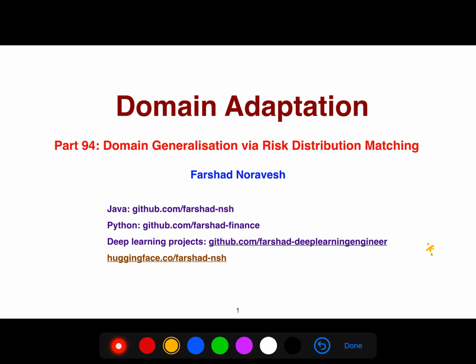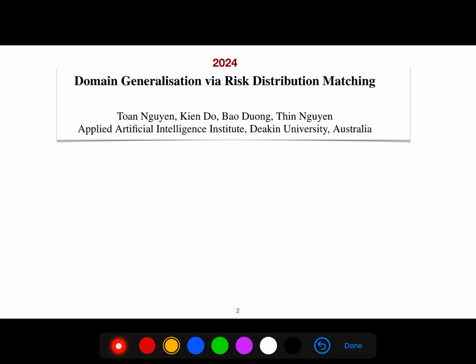Alright, so in this video I'm going to be explaining another important article with the title Domain Generalization via Risk Distribution Matching. This paper is from 2024.